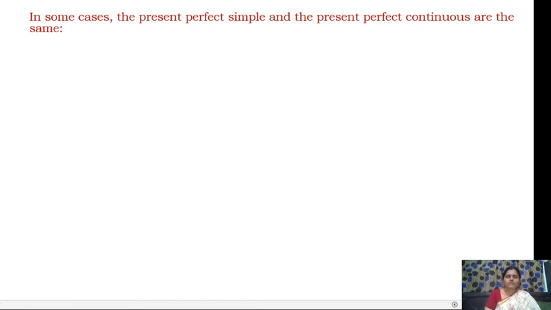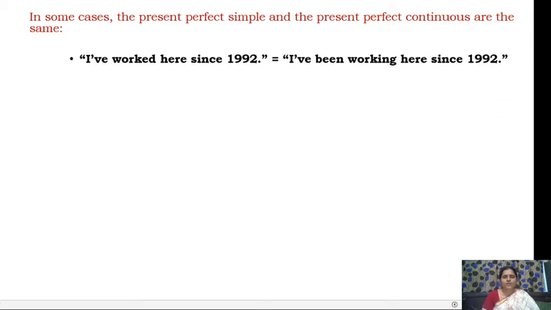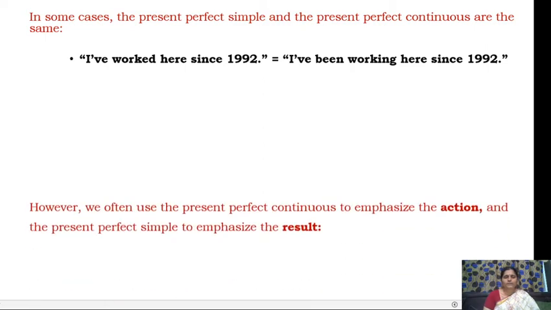In some cases, the present perfect simple and present perfect continuous are the same. So what is the slight difference between the present perfect form and the present perfect continuous form? I have worked here since 1992. That means I have been working here since 1992. Both give the same meaning, that at present also he is working there.